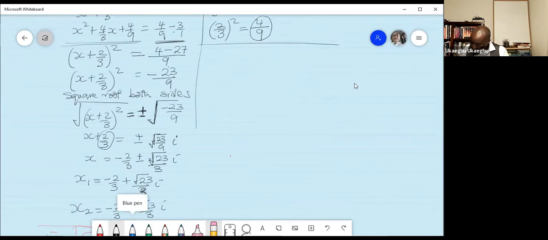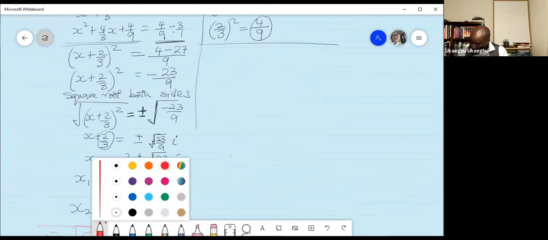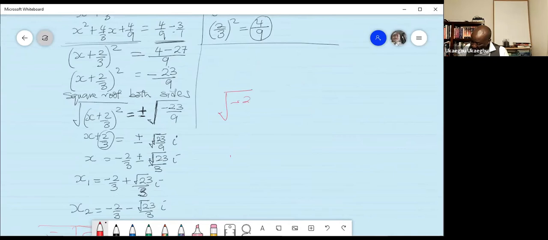Okay, so here's where your question was. Your question was here, right? Square root of negative 23 over 9. All right, so now it's the same thing. This is another rewriting of the equation. This is the same thing as saying square root of negative 23 divided by square root of 9, and the square root of 9 is a perfect square. So that's 3.